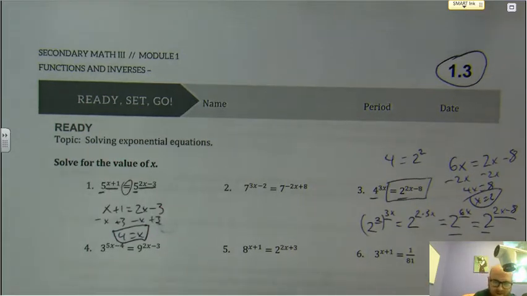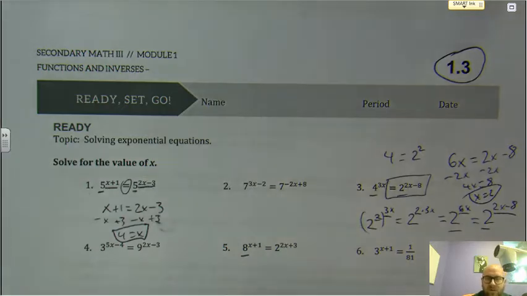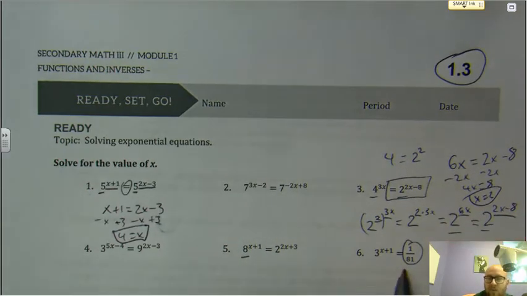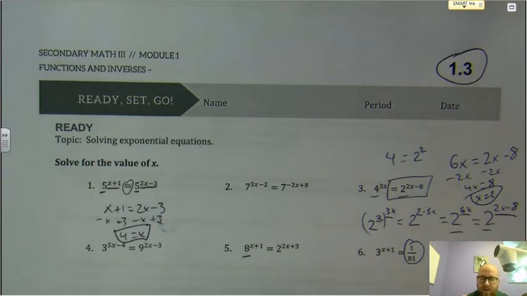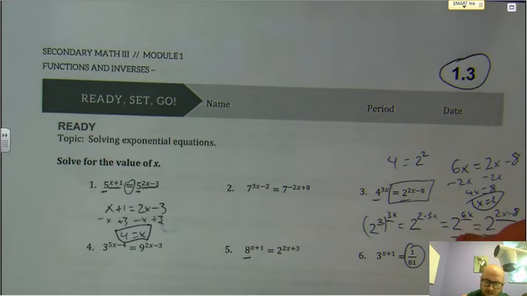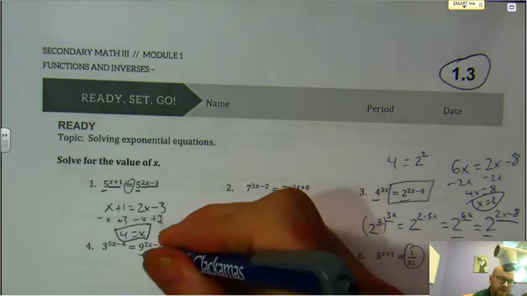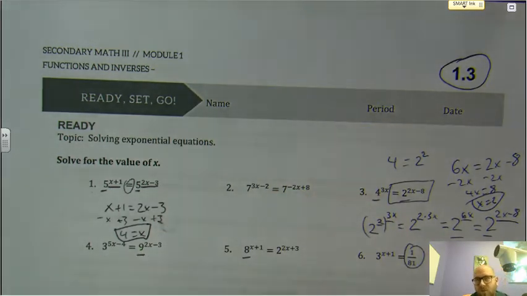Like we can see here, we're going to have to turn that into a base 2. Here, we're going to have to turn this into a base 3. And remember, when it's in the denominator, that means we're going to have a negative exponent of some kind. So this is going to be 3 to the negative something so that it ends up being 81. So be mindful of that. And likewise, this 9, we're going to have to turn into a base 3. Okay.